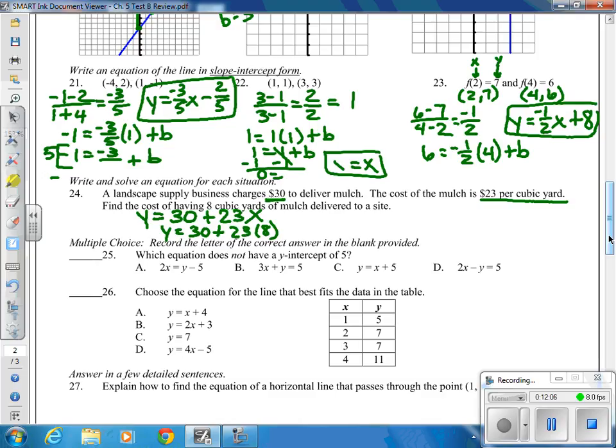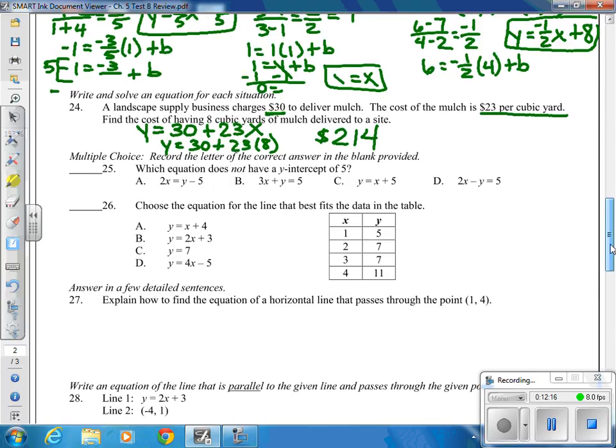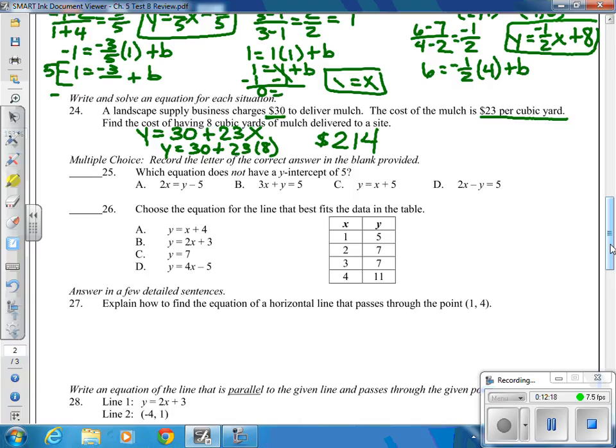When you do order of operations with this value, you're going to find that it's going to cost $214 for that amount of mulch to be delivered. All right, for 25 and 26, you have multiple choice here, but there is still some work attached to it. Just because it's choices doesn't mean it's always that easy.